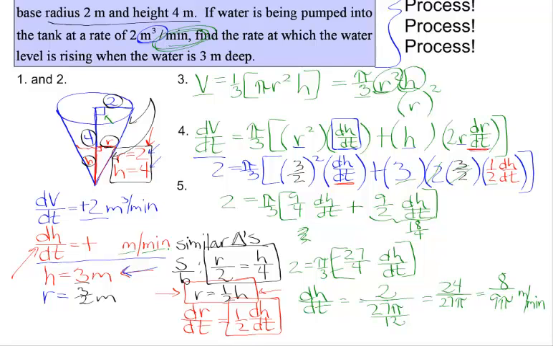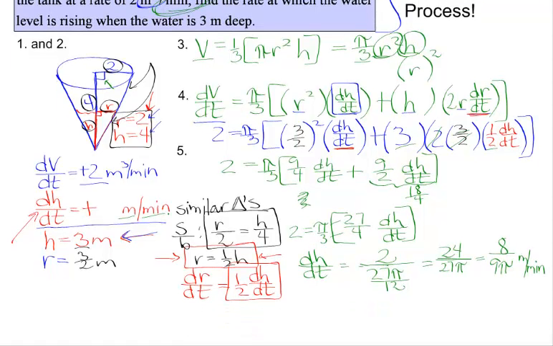And now we have completed all of the mathematics work necessary to answer this question. But the final step in any related rates question, because they're all word questions, is when they ask us in words, we answer in words. They said, find the rate at which the water level is rising when the water is 3 meters deep.